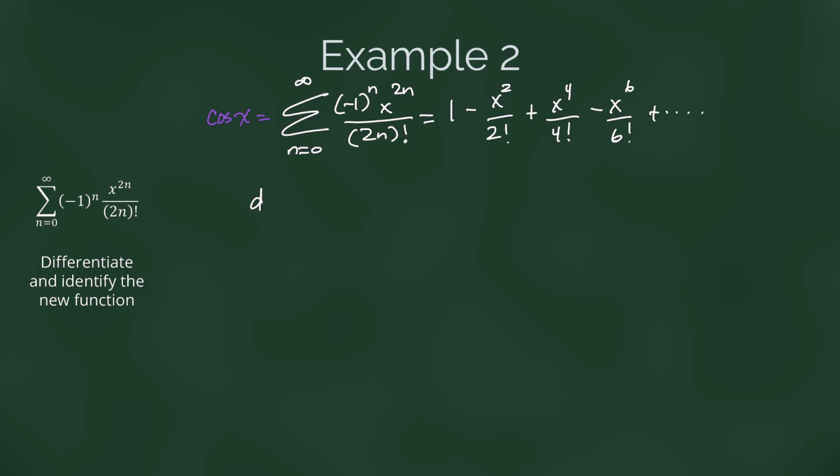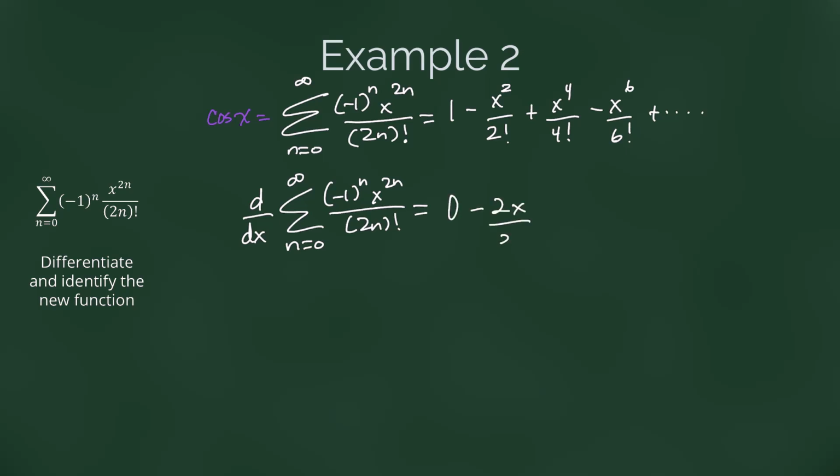Which means that when we take the derivative of that series, we can do that term by term. And since it's cosine, we should already know what the answer is going to be, but let's work it out using series. So we get 0 minus 2x over 2 factorial plus 4x cubed over 4 factorial minus 6x to the fifth over 6 factorial, and so on and so forth.